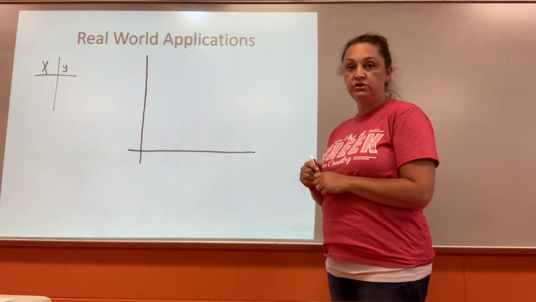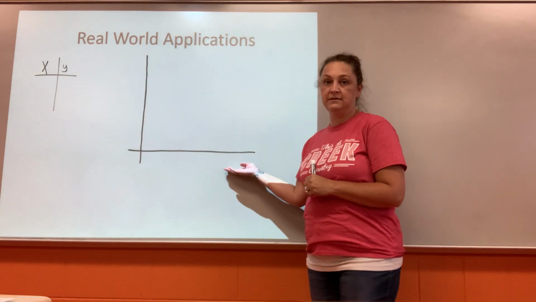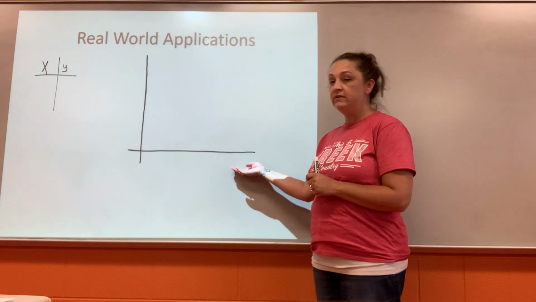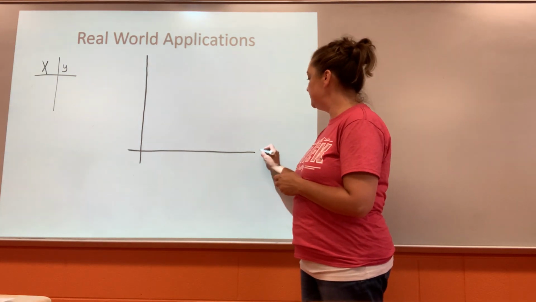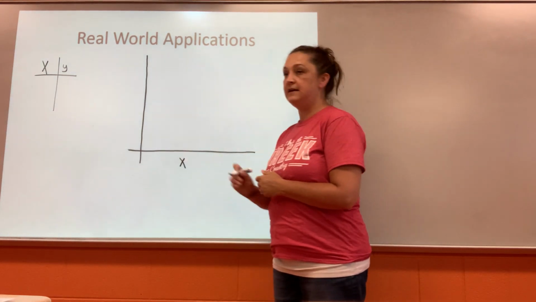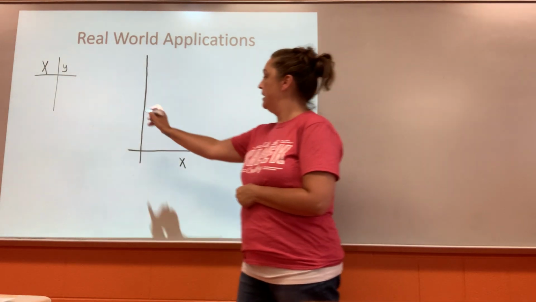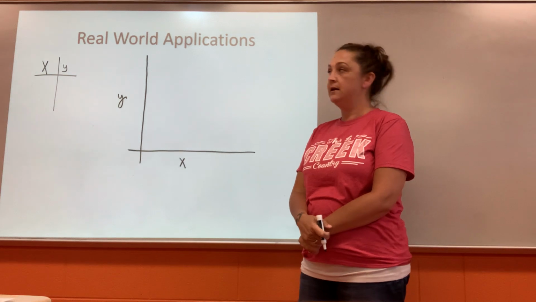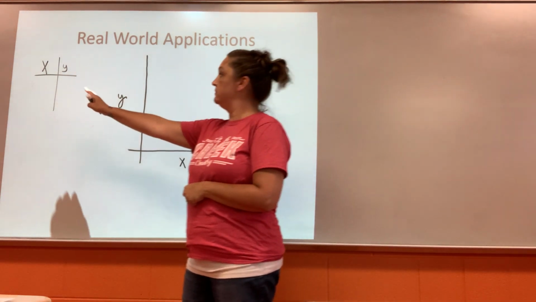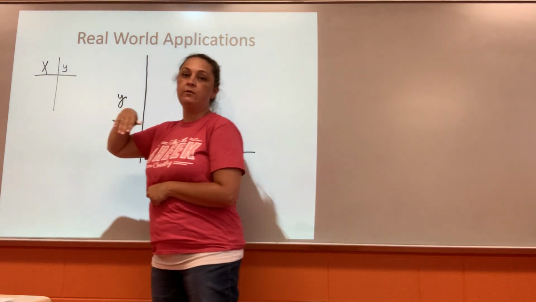So the first thing I want you to look at is an x and a y-axis. I haven't labeled it yet, but you all are normally accustomed to labeling this as the x-axis and the vertical as the y-axis. And in a t-chart, that looks like x and y because that's how we write the ordered pairs.